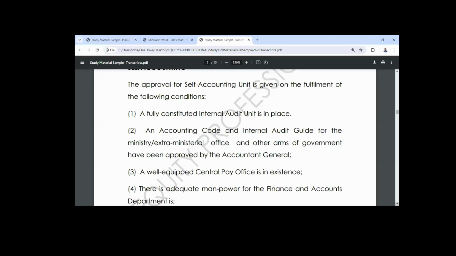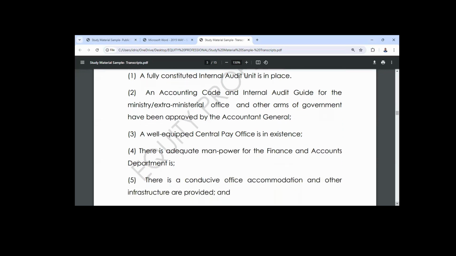Number two, they must have an accounting code. That ministry must prepare an accounting code or chart of accounts that they will be using to post the transaction. They must have a well-equipped central pay office.